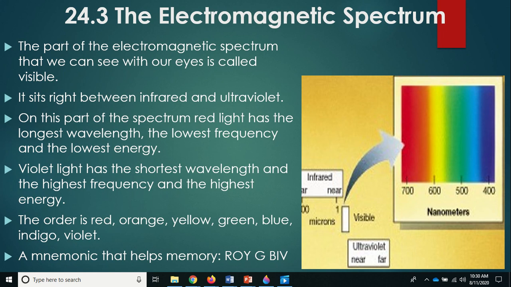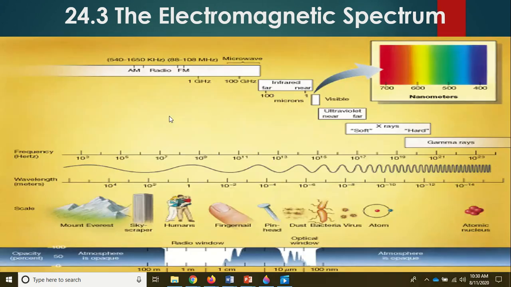Now, the part of the spectrum that we can actually see with our eyes is called the visible part of the spectrum. Notice up here, red is next to infrared. See, this is the visible part right here, from the red all the way up to the violet over here. So the red is right next to the infrared part, so it has the longer wavelength, the lower frequency, and lower energy of the visible light.